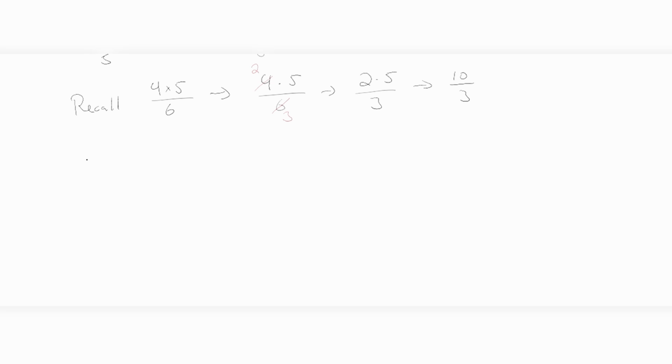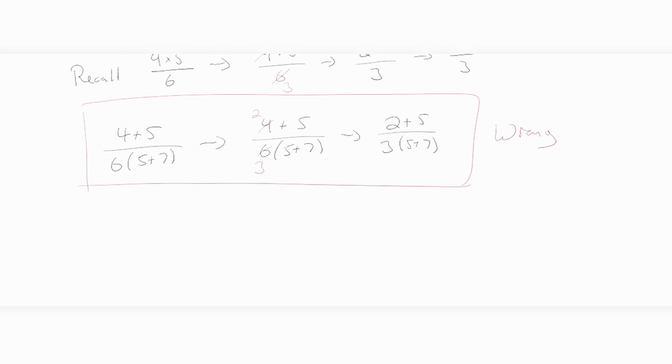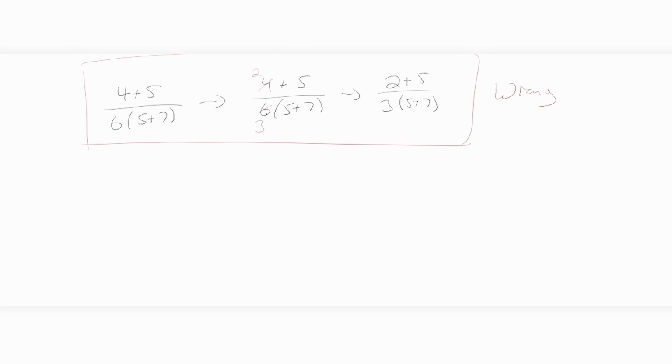Let me show you a wrong example. 4 plus 5 over, let's say, 6 times 5 plus 7. You may be tempted to say, this 4 is divisible by 2, so divided by 2 is 2, and 6 divided by 2 is 3. You could write that as 2 plus 5 over 3 times 5 plus 7. This is absolutely incorrect. 4 plus 5 is not written as a single term. It has two terms. So you cannot cancel this out because this 4 is not a factor in the numerator.